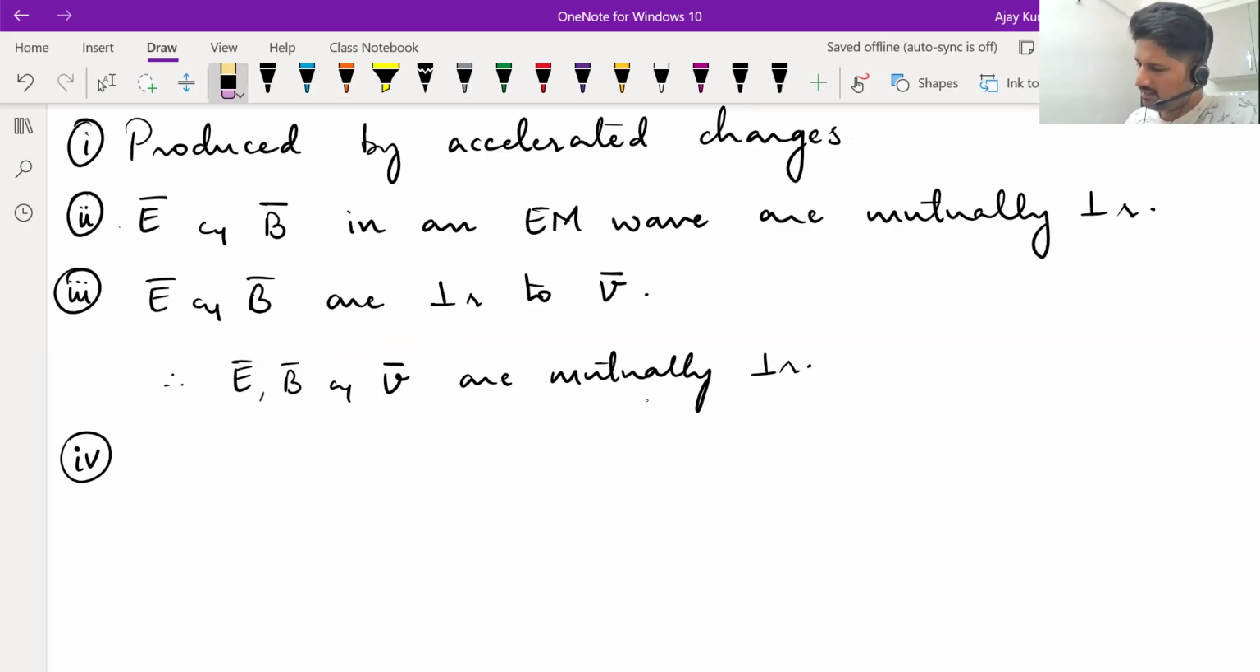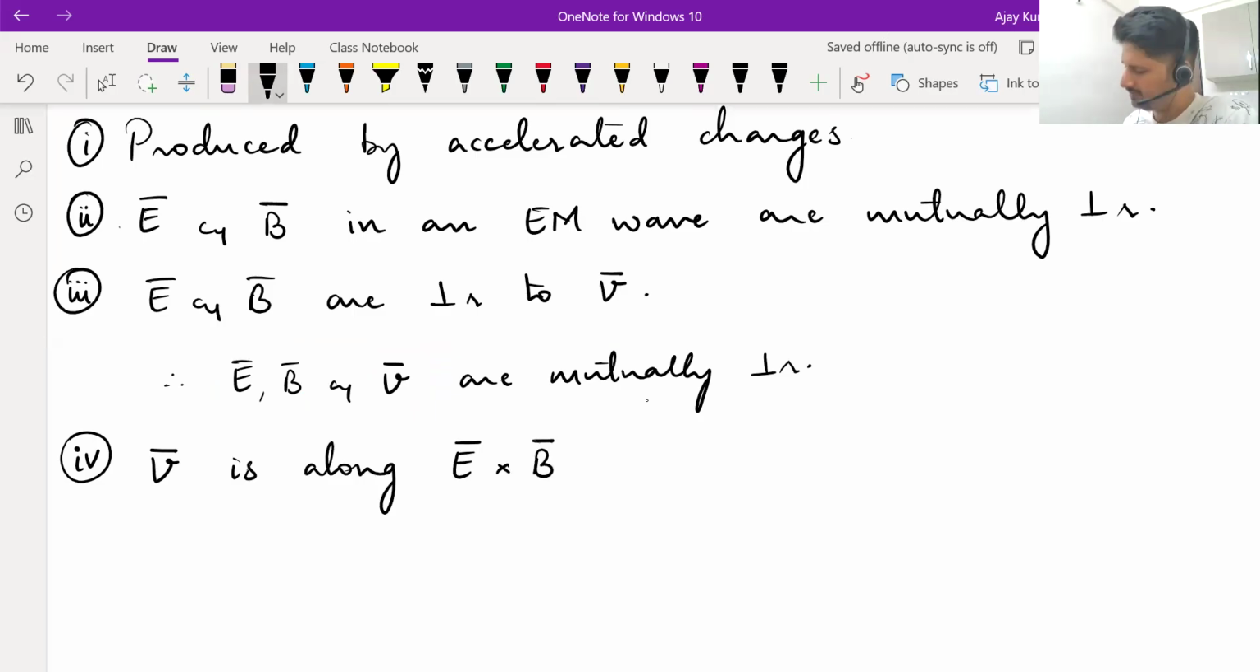And it has also been found that the relation between their directions is: velocity is always along the cross product of E cross B. It's not the other way around. You know that if you reverse the order of vectors in a cross product, the direction of the cross product changes. So the direction of propagation of an EM wave is always along the direction indicated by E cross B, electric field cross magnetic field.